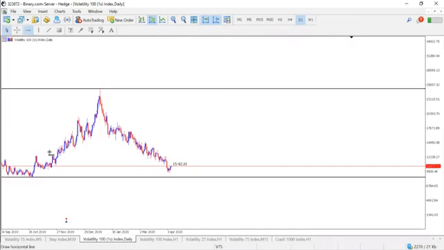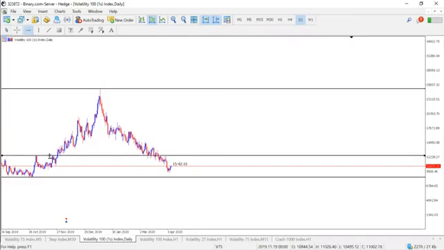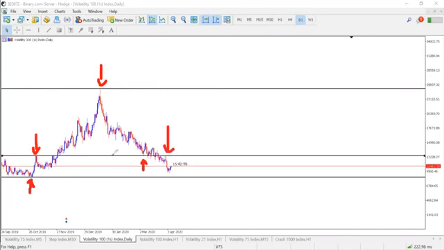There are some more valuable areas here. There's another level here, as you can see. Price found resistance here. Price found resistance here. Price found support here. Price found support here. Price found resistance here. So these are the important regions that we are able to identify at this point in time. Now, let's move to a lower time frame.